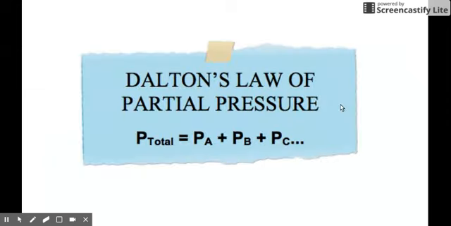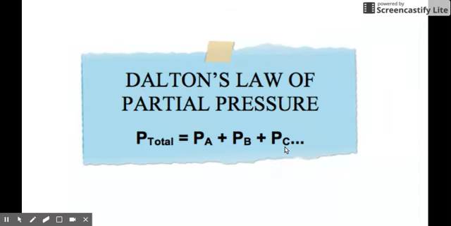So this is very much related to Dalton's law of partial pressure, which is simply put, the total pressure of a gas mixture in an isolated container is just equal to the sum of the individual pressure of each gas. Say, for example, you have gas A, gas B, gas C. You can just add the individual pressure.